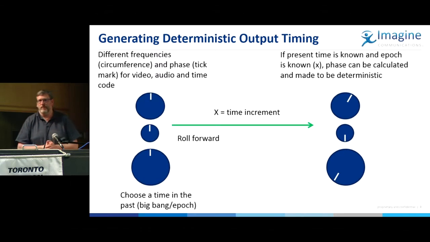I think you've probably seen this diagram before, but it's a way of visualizing that, where at some point, the Big Bang, the epoch, I have all these different wheels all lined up. The diameter of the wheels represents the different, say, frame rates. So NTSC is one wheel and PAL is a different wheel. As we move forward, they spin at different rates, and you get different phase positions. The key thing is that it allows us to do this all deterministically.